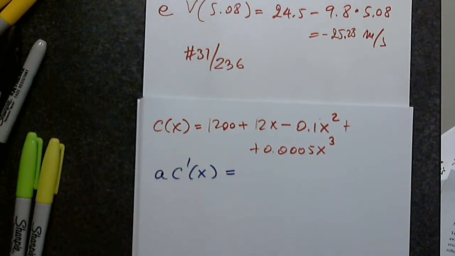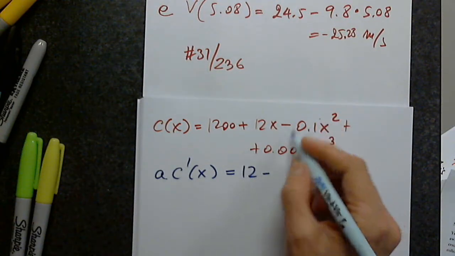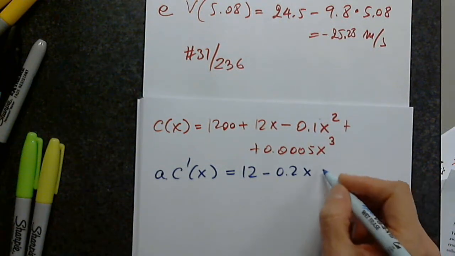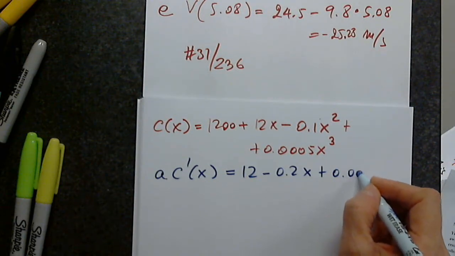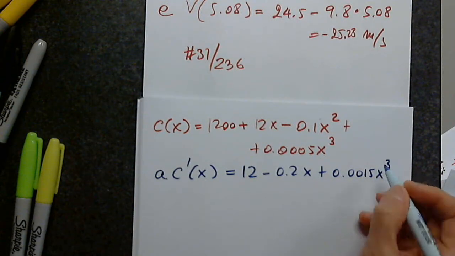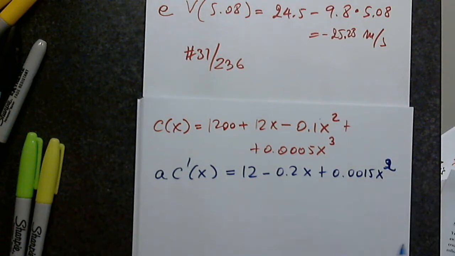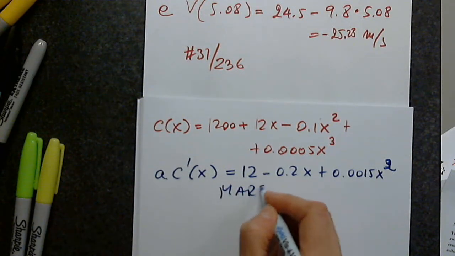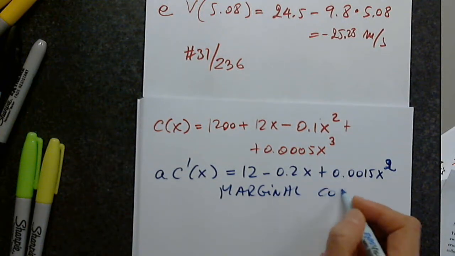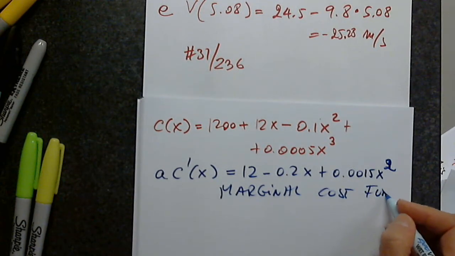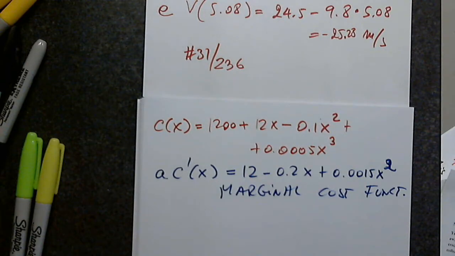The rate of change at any point. And obviously we get 12 minus 0.2x plus 0.0015x squared. So let me check. So I have 15, right. This is the marginal cost function. Part B, and then I'll stop.